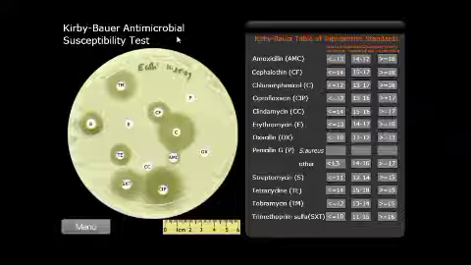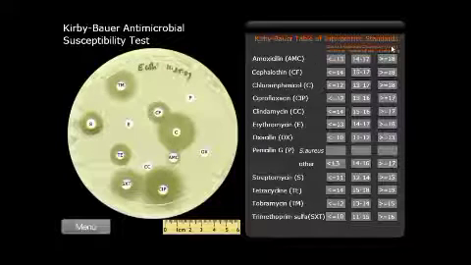So we use 3 bacteria in this experiment, which are Escherichia coli, Pseudomonas aeruginosa, and Staphylococcus aureus. So this is the Kirby-Bauer table of interpretive standards. For zone inhibition diameter, we use millimeters.